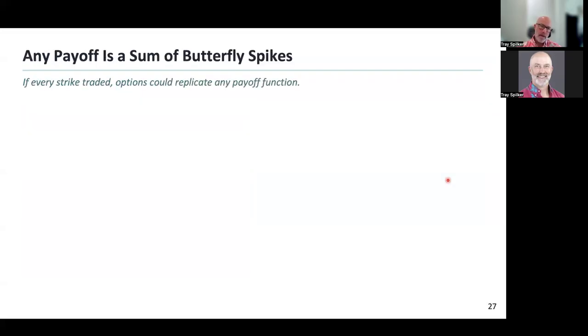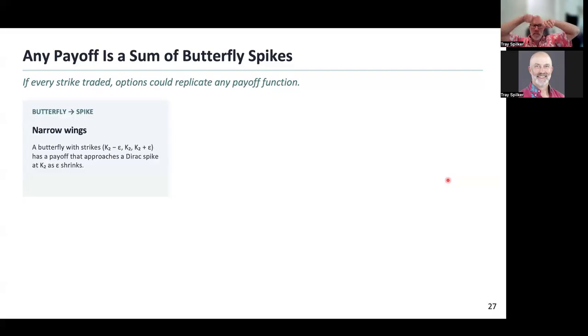And I'll sum this up with the following theoretical idea. If you think about the payoff of any one of these strategies, it is just a sum of what we call butterfly spikes. So imagine you have a butterfly that has really narrow wings. That would just be a spike, right? So we could create a butterfly with different strikes that are epsilon distance away from any strike price.